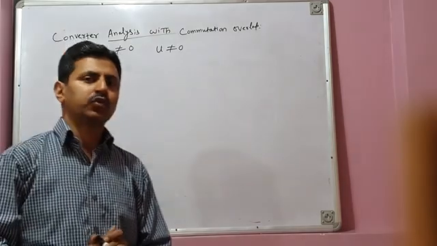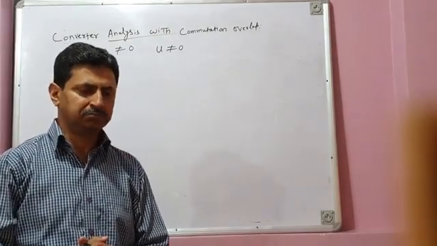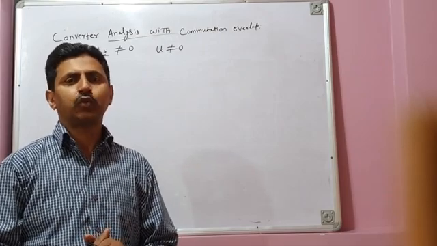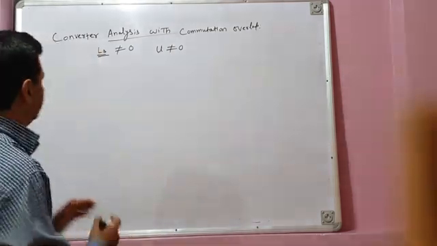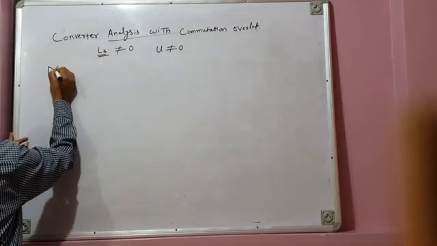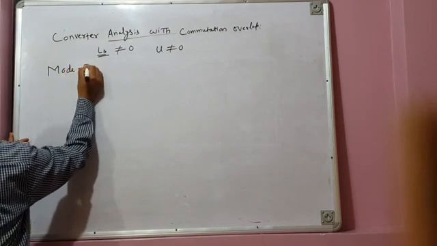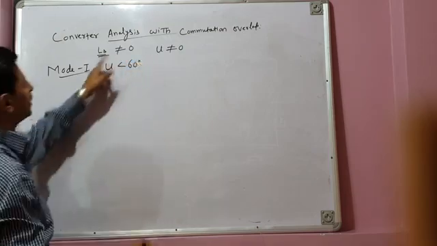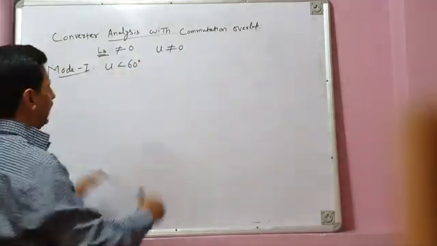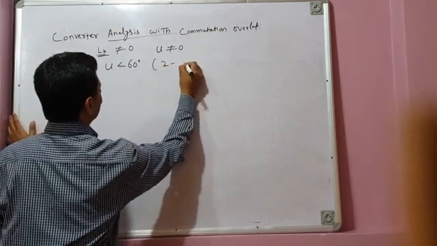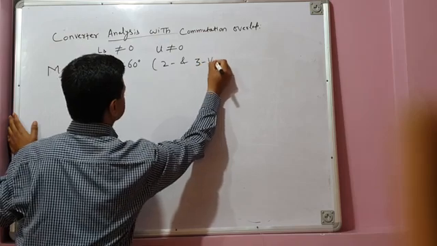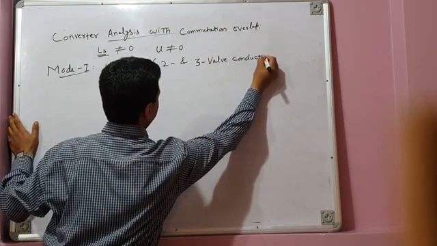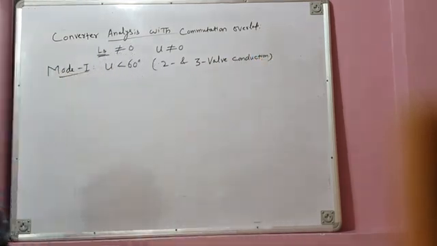So as far as this overlap angle U is concerned, what will be the range of this overlap angle? Based on the magnitude of overlap angle, we can have three different modes of operation. Mode 1 is U less than 60 degrees. U is greater than 0 degree but less than 60 degrees. And this mode gives 2 and 3 valve conduction. I will come to it in a minute's time. This is mode 1.